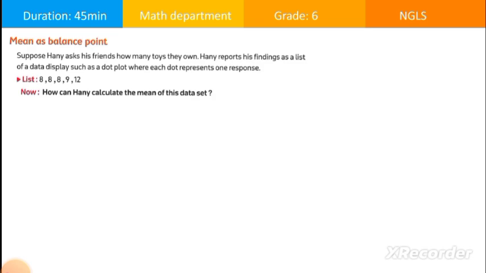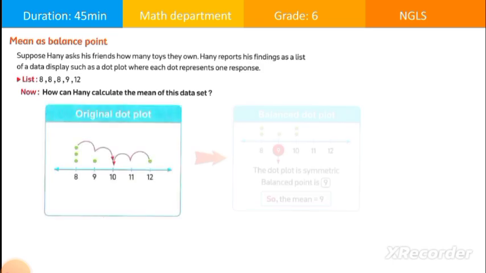Mean as a balance: suppose Hani asks his friends how many toys they own. Hani reports his findings as a list or a data display, such as a dot plot where each dot represents one response. The list is 8, 8, 8, 9, 12. How can Hani calculate the mean of this data?